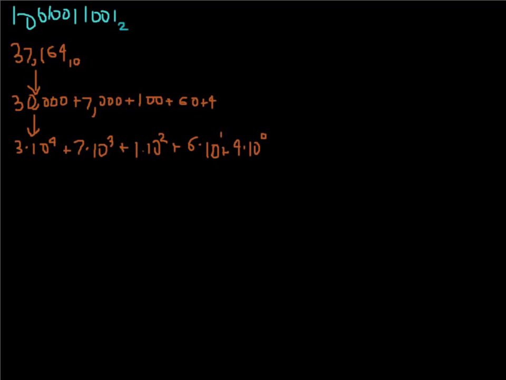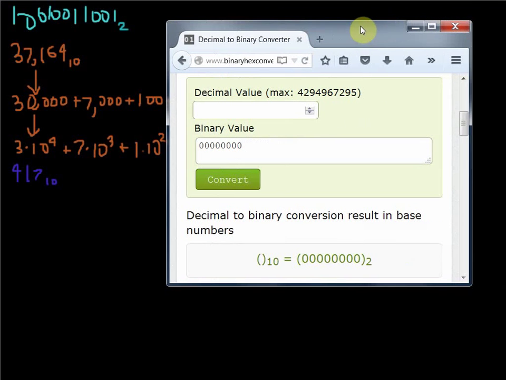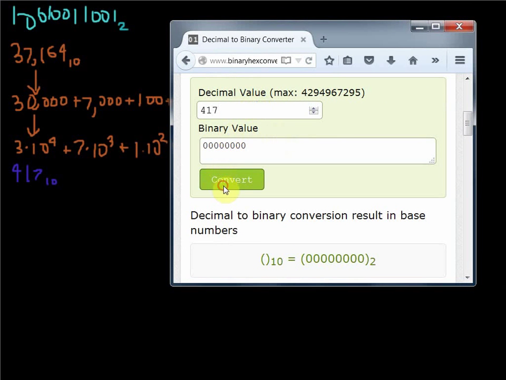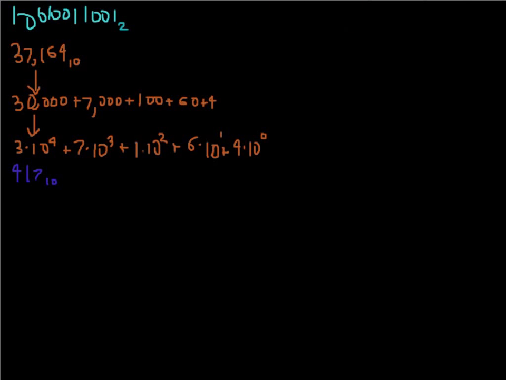So now we can do the same thing with powers of 2. So for example, let's take 417, base 10. So let's see what this would be with this little calculator over here. So let's put in 417. So this would be, okay, let's write that down. That would equal 1 1 0 1 0 0 0 0 1 in base 2. So let's see why this is the case.